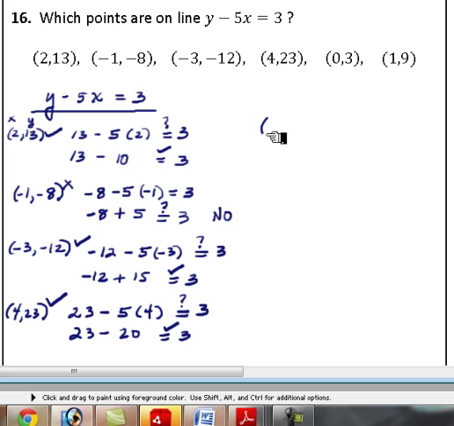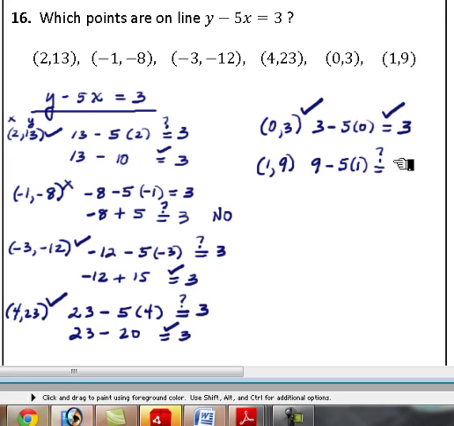Let's go on with (0, 3). All right, we have 0. We have 3 for y. That's 3 minus 5 times 0. Is that equal to 3? Yes, it is. Okay. So (0, 3) is on the line. And finally, let's try (1, 9). Let's see. Y minus 5x, 9 minus 5 times 1. Is that equal to 3? Is 9 minus 5 not equal to 3, so no. That one's not on the line.